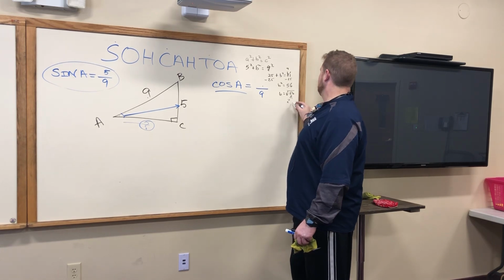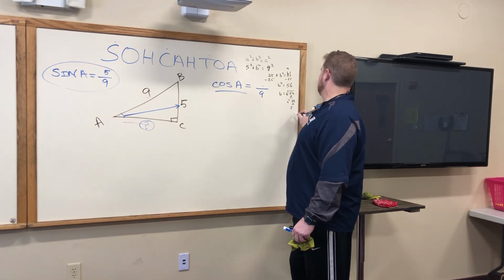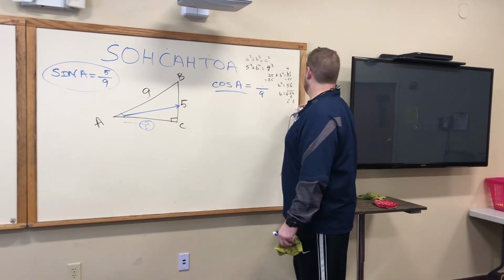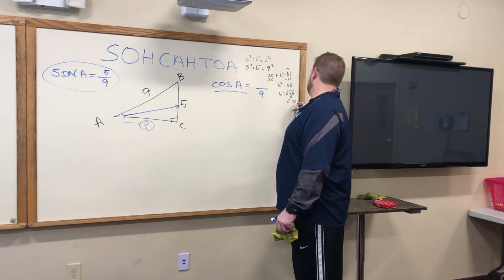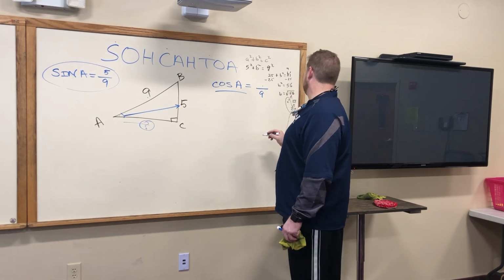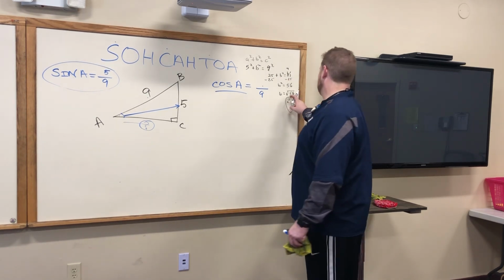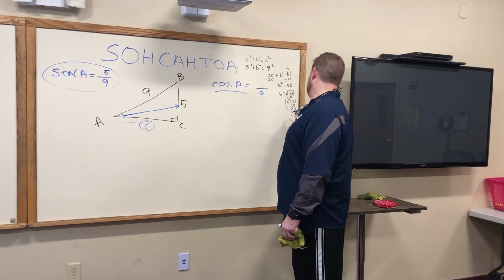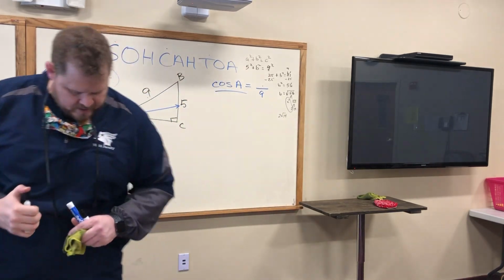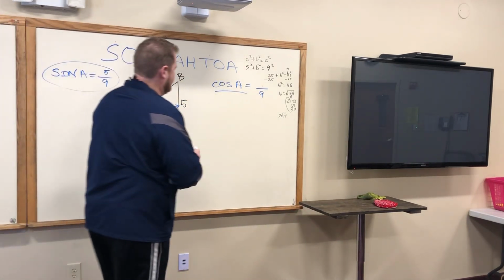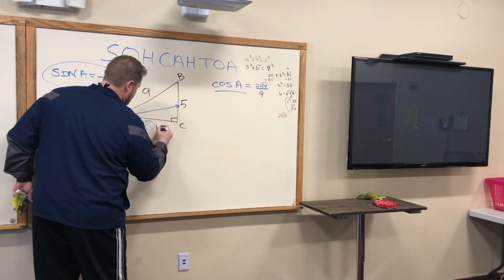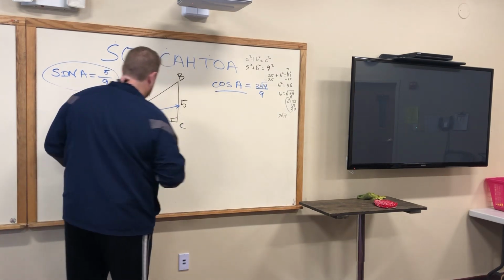Can you reduce this? 2 and 28. 2 and 14. Is that right? Yeah, good. So it's going to be 2 square root of 14, right? So 2 square root of 14. So cosine A is what? 2 square root of 14 over 9. So this is 2 square root of 14.